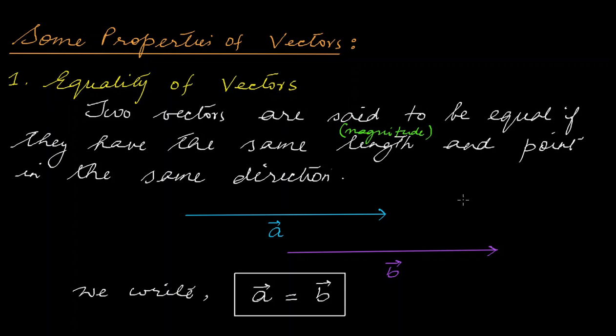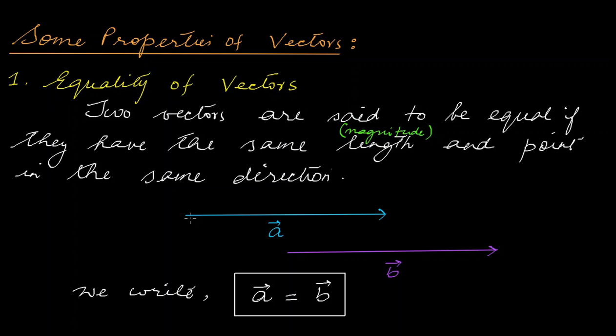If you have a force of 10 Newton and 20 Newton, 20 Newton has larger magnitude. 100 Newton has even larger magnitude. Velocity, 2 meter per second and 15 meter per second. Which one has more magnitude? 15 meter per second has more magnitude, is it not? So here, when we say that two vectors are said to be equal if they have the same length, or the same magnitude, and point in the same direction.